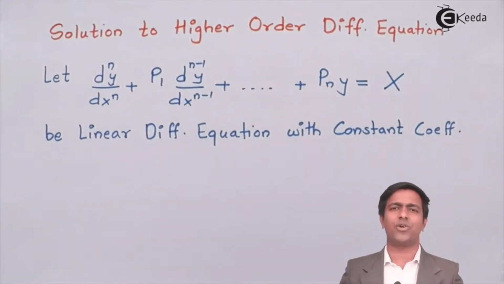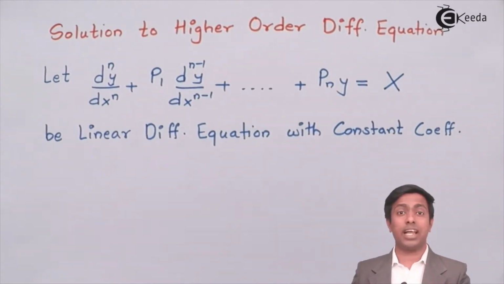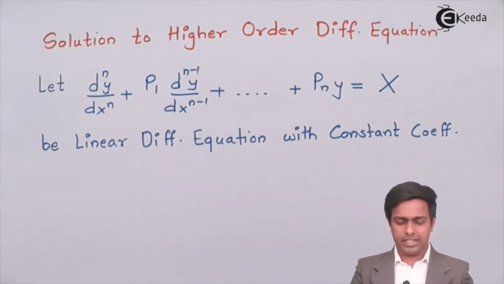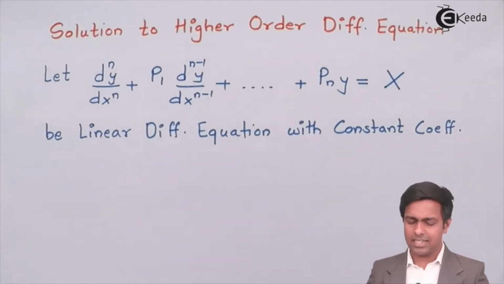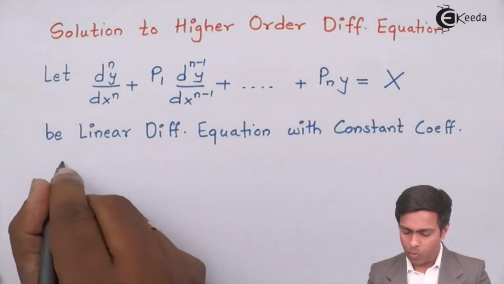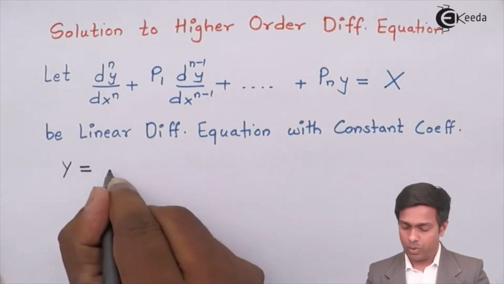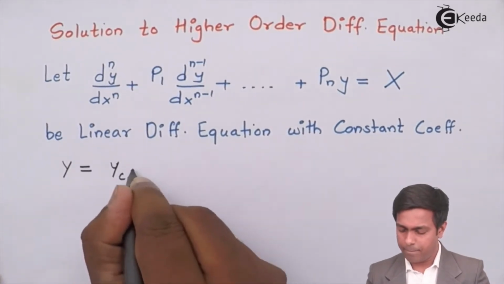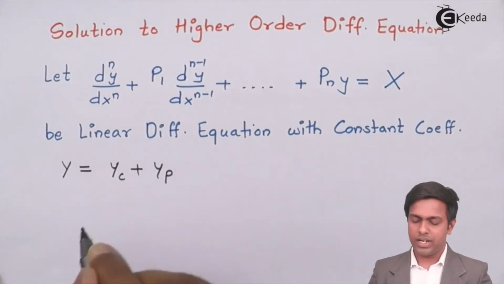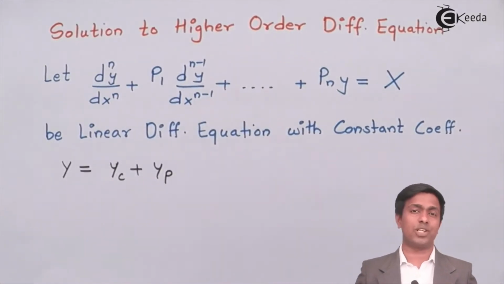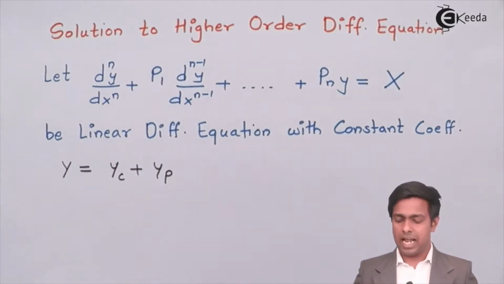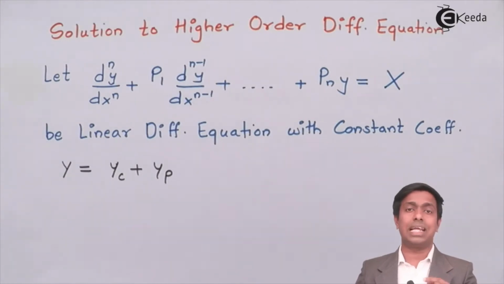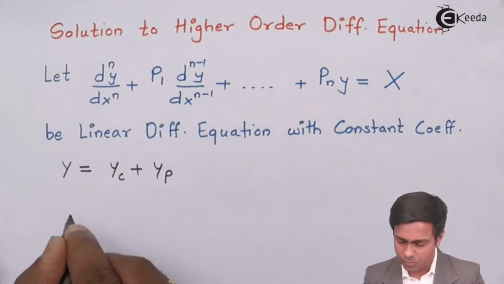So for any higher order differential equation, the solution is given in two parts. So I'm going to write down that solution. So its solution is given as y equal to yc plus yp. Now guys, you must be thinking, what is yc and what is yp? So yc is complementary function and yp is called as particular integral. So I'll write here for you.